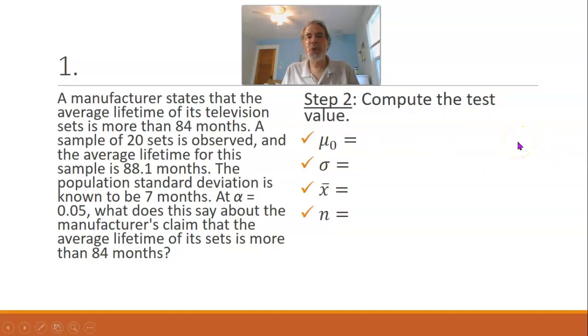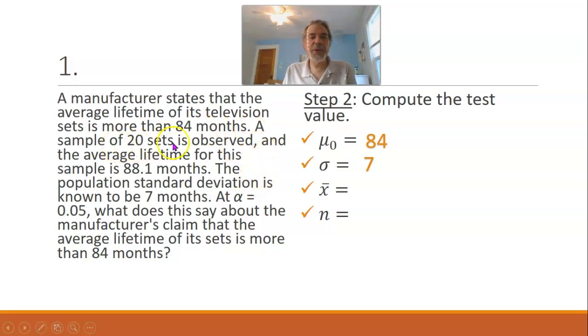Now, step 2, we're going to compute the test value, and to do that, in this kind of test, we need 4 numerical values. We need the number that we are comparing mu to in the claim and in the null and alternative hypotheses. So remember that the null hypothesis was that mu equals 84. So that's the number that we'll be using for mu or mu sub 0. We need to know sigma, that's the population standard deviation, and we're told that that is 7. We need to know x bar, that is the sample mean.